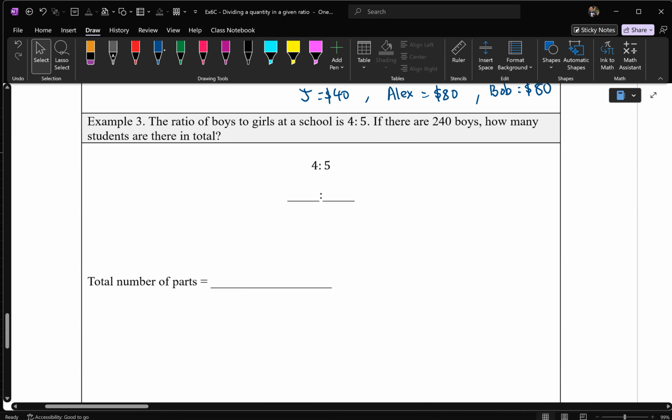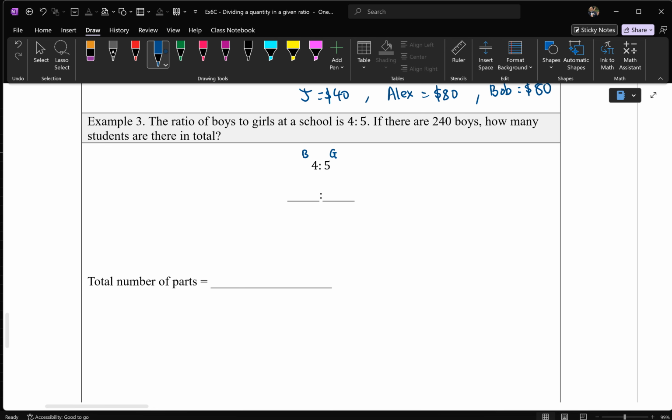Last one. The ratio of boys to girls at a school is 4:5. Remember, because it says boys to girls, this must be boys, this must be girls. So boys is a 4, and girls is 5, right? If there are 240 boys, so now we know there are 240 boys at this particular school, how many students are there in total? We don't know what the total amount is, so we don't know how many there are in terms of girls.